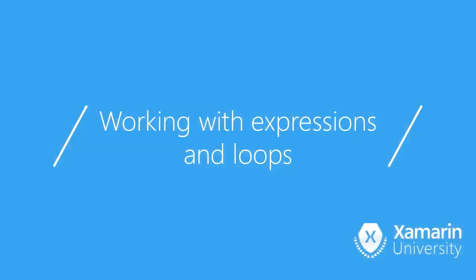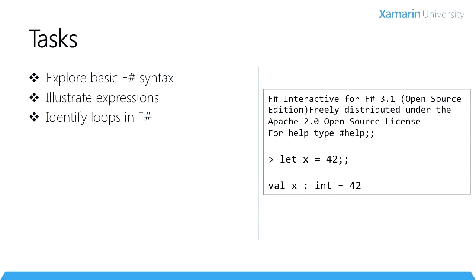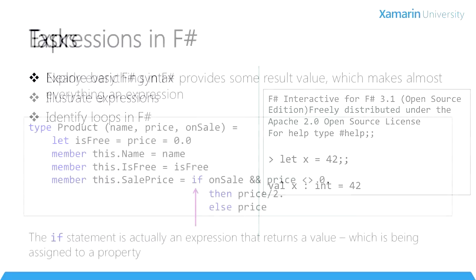As a last topic, let's look at some common programming tasks such as evaluation expressions, branching, and loops. And we have three things we want to focus on. First, we'll look at some basic syntax rules in F#. Then we'll learn how to evaluate expressions and conditionals, and we'll finish off by understanding how to build loops.